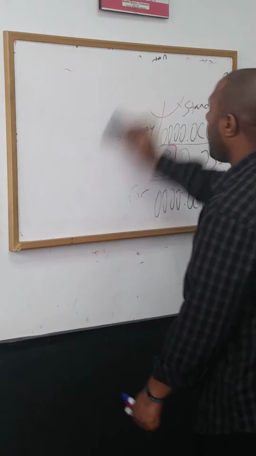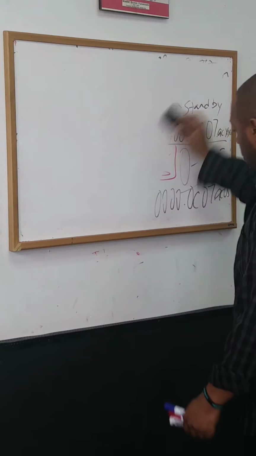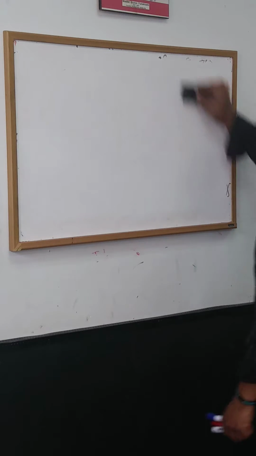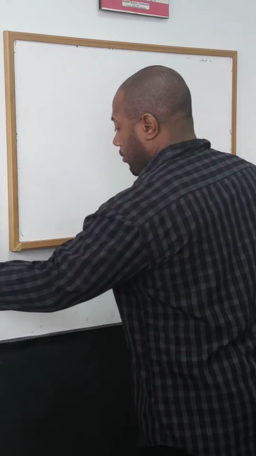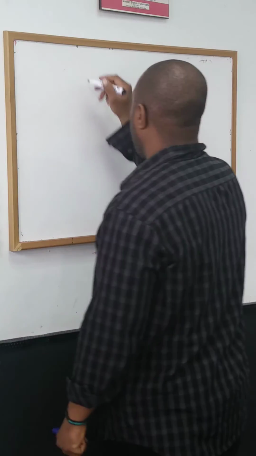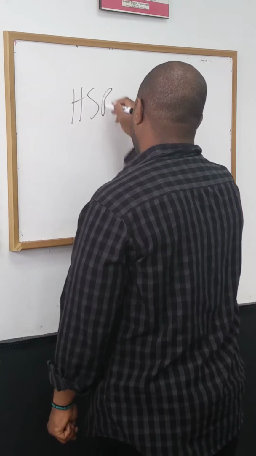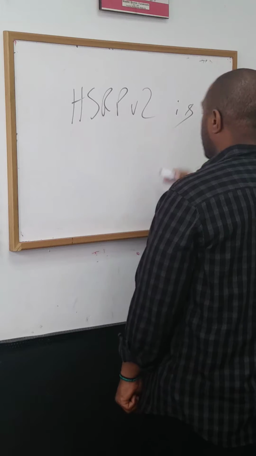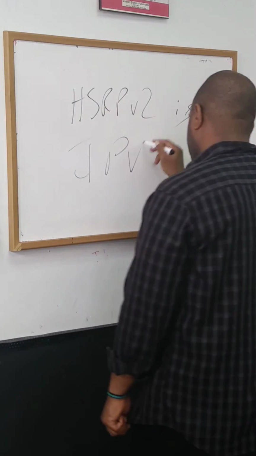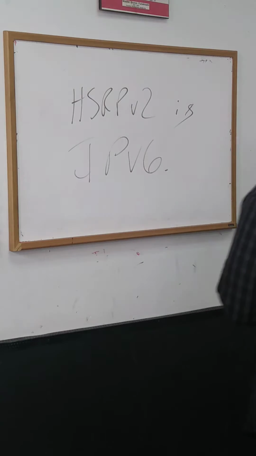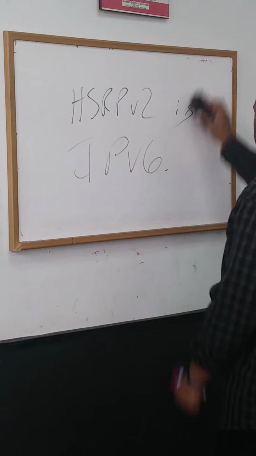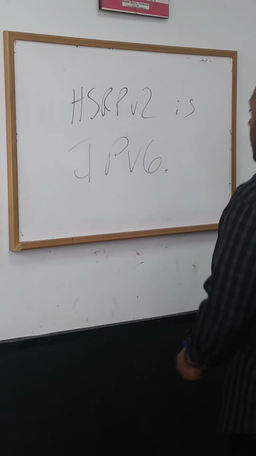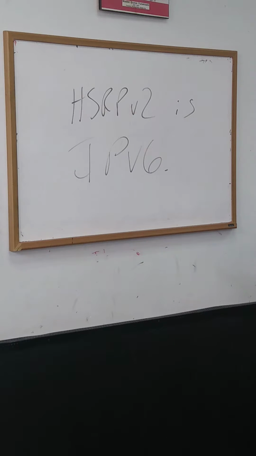Let me put that down in writing. Version 2 of HSRP is, I'm trying to think, IP version 6. Version 2 for HSRP is IP version 6. Alright? HSRP for version 2 is IP version 6.